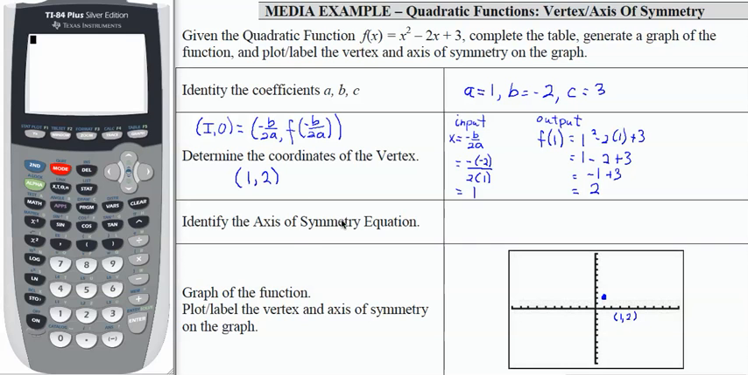To find the axis of symmetry equation, I want to find the equation of the line that goes right through the vertex. That's going to be that line right there. And the equation of the line that goes right through the vertex is an x equals equation, and it's x equals the x coordinate of the vertex. Always, always, always. So x equals 1 is the equation of that line, which is our axis of symmetry. And what that means is that our function can be exactly folded across that line, and it will line up one side to the other.